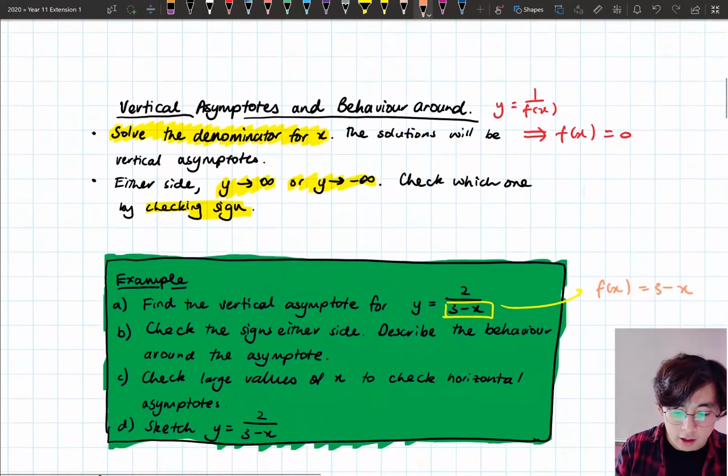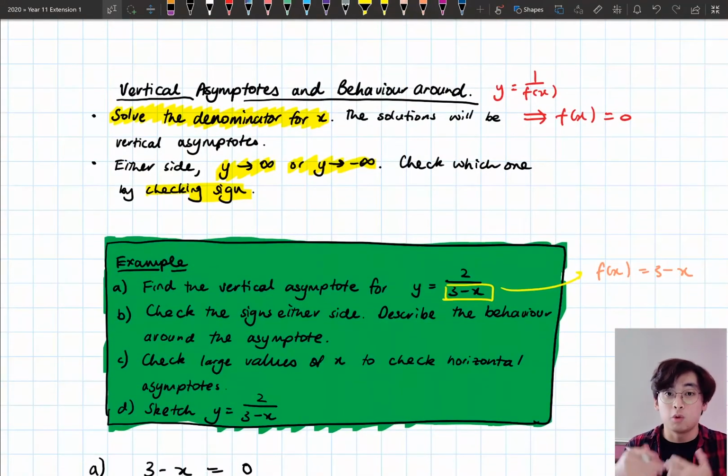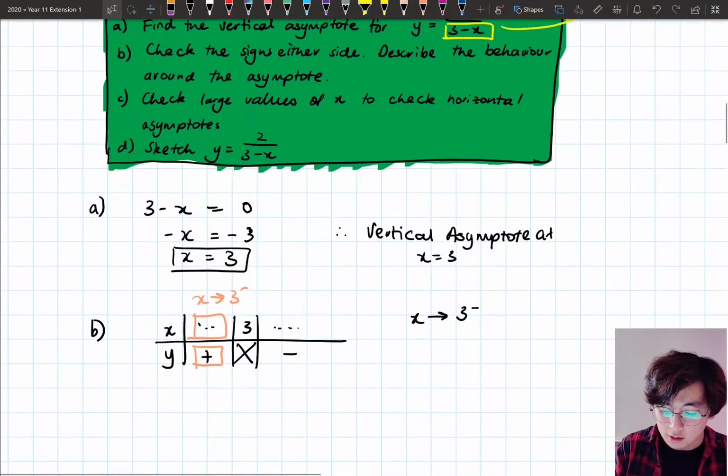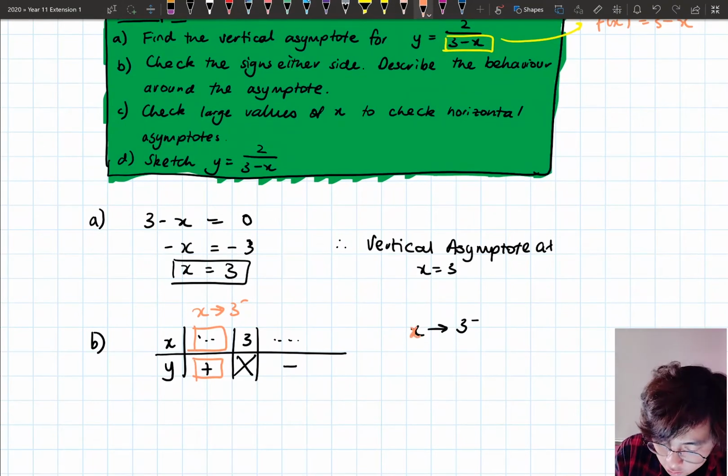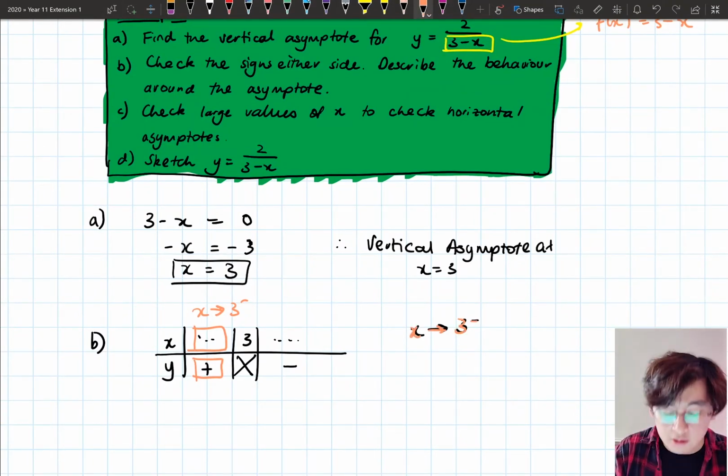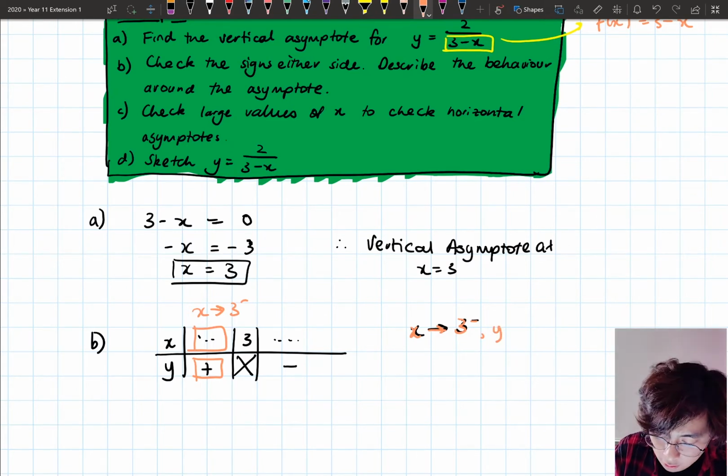That's what we said over here. On either side, y is going to go towards infinity, either positive or negative. We don't know which one yet, but how we can check that is by looking at the sign. So here, when x gets closer and closer to 3 from the negative side, y is going to go towards positive infinity.